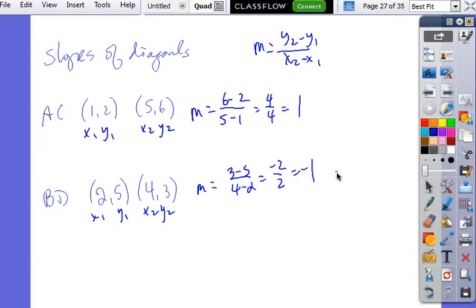What am I checking for on slope of the diagonals? What am I supposed to be checking for? Before I can even answer it, what am I looking for right here? They're the same. Are they perpendicular? I want to know if they're perpendicular. How do I know if slopes are perpendicular?